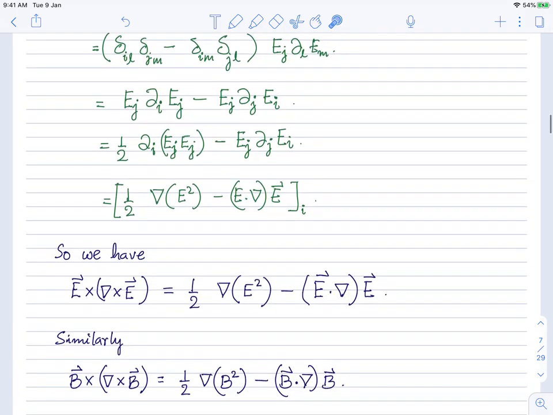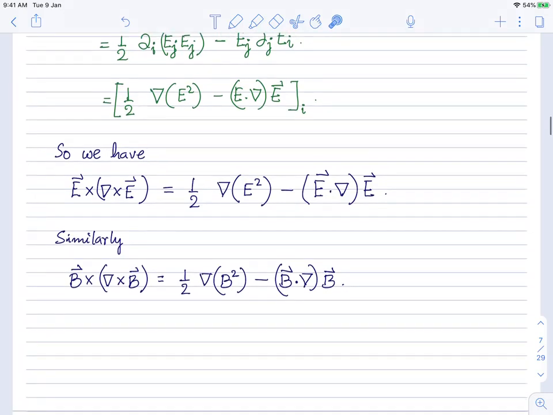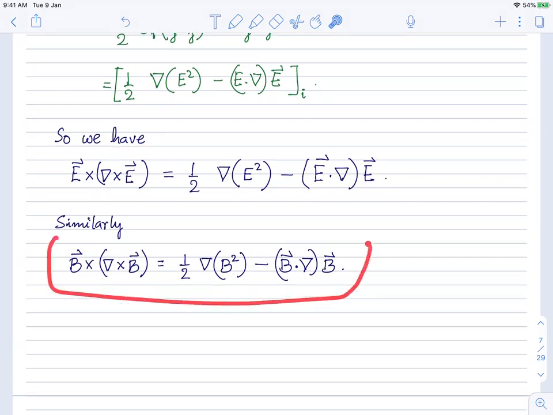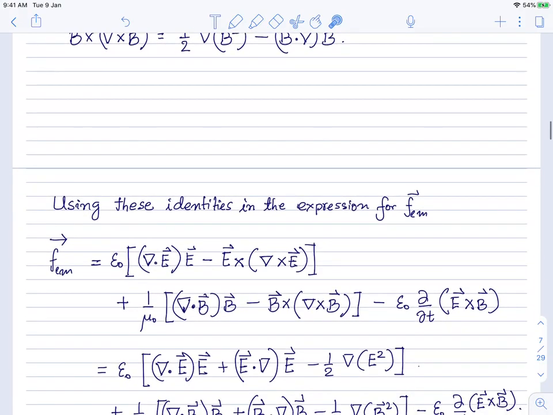So basically we have this identity now, which we can use back in our force density equation and see where we can go with that. I have done this manipulation for the electric field, but I haven't used any Maxwell's equation in this manipulation. So a similar manipulation also holds for the magnetic field, and I can write down the cross product of B with the curl of B in the same way as E. These are identical expressions.